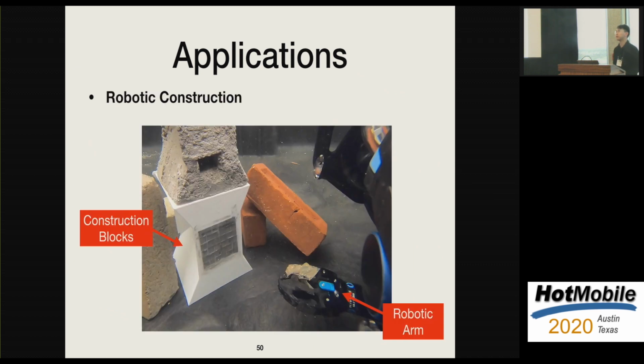And the second application is robotic construction. In robotic construction, usually the robot needs a visual tag to localize itself and get the orientation of the building blocks. Since our polar tag has a larger detection distance, larger angular range, and better performance in low light condition, we can use this to facilitate this application.